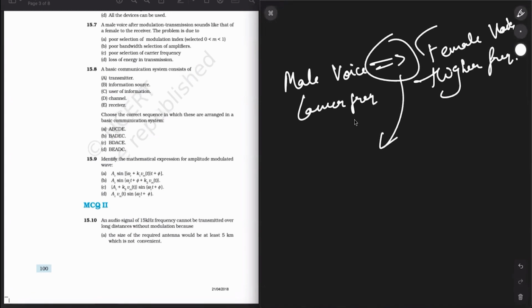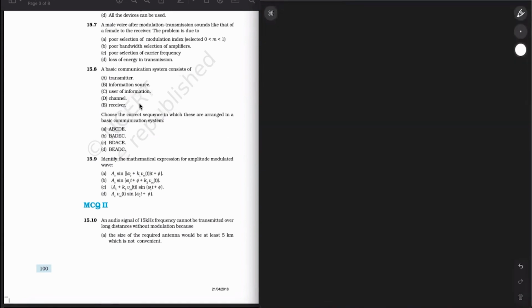So this happens because the bandwidth in amplitude modulation will be equal to twice the frequency of the modulating signal. So the frequency of male voice, since it is less than that of the female, when you do such a thing, it will increase to a higher value, and that will give rise to a more female-like voice. Okay. So, in question number 8, a basic communication system consists of what?